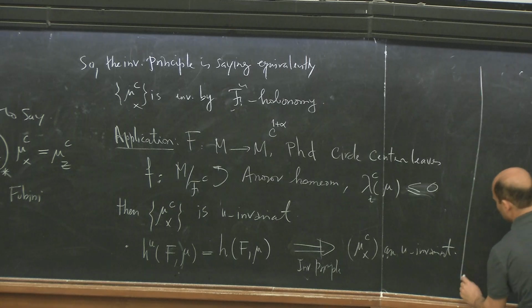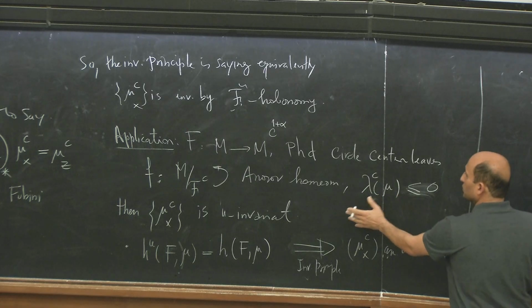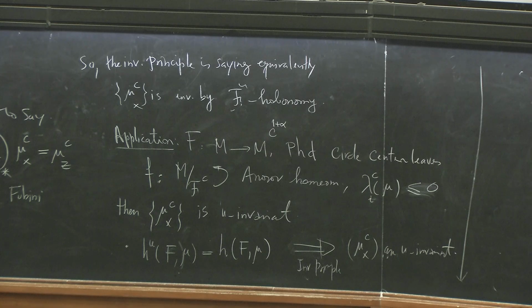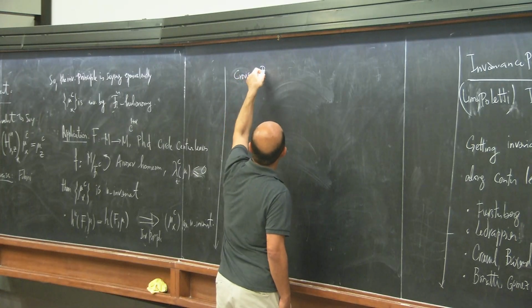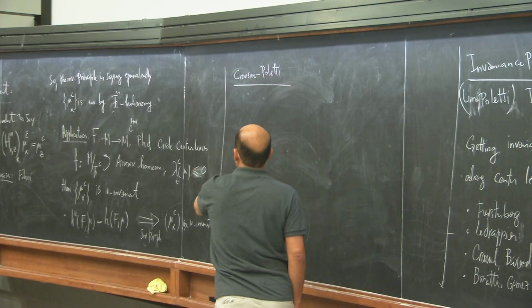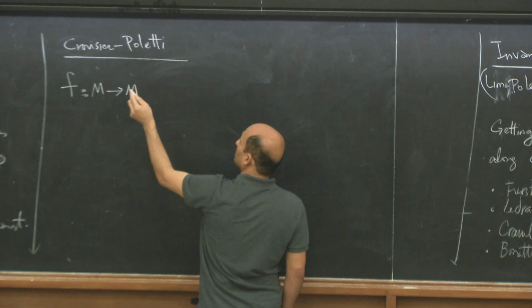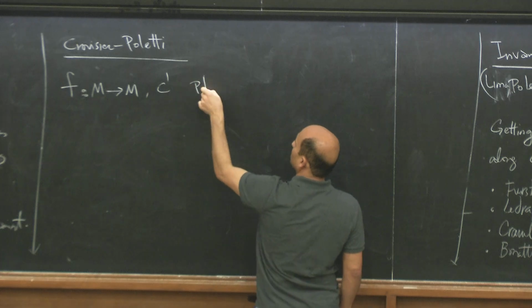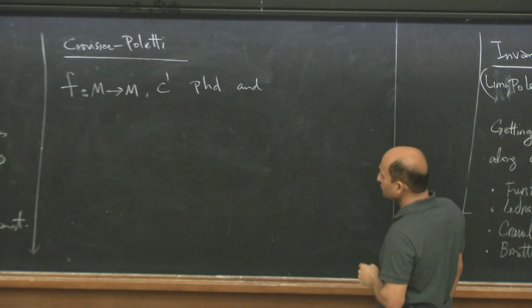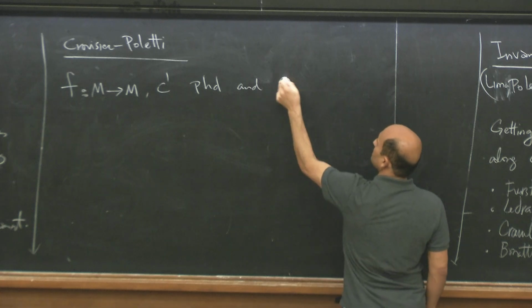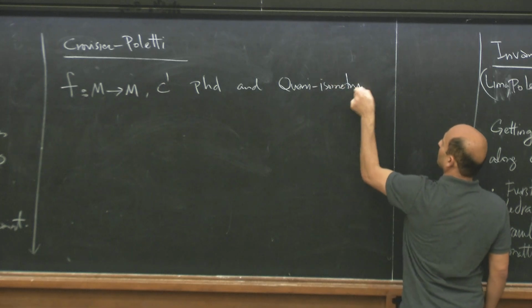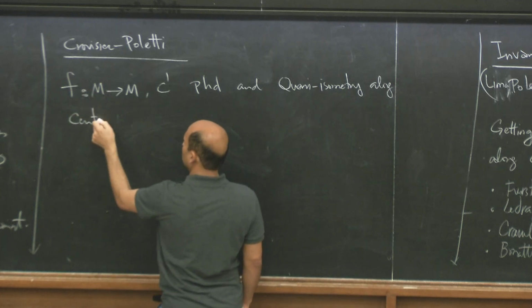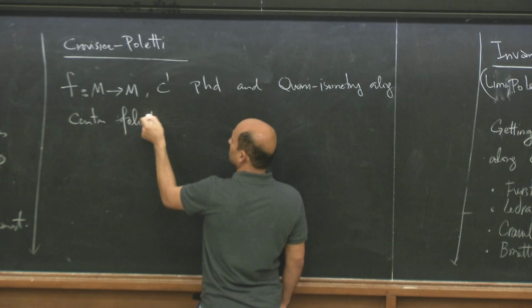Let me announce also another invariance principle in the setting of partially hyperbolic diffeomorphisms that cannot be proved using this abstract invariance principle that I announced for you, which is another result given by Crovisier and Poletti, which says: suppose that F from M to M is a C1 partially hyperbolic diffeomorphism, and suppose that it is quasi-isometric along the center foliation.